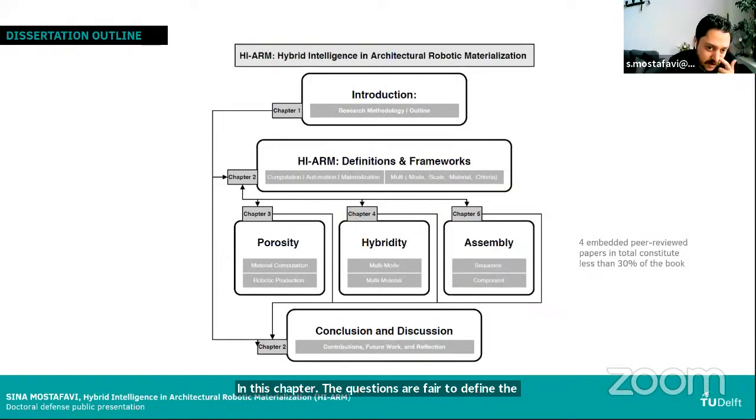And here you see the structure of the whole dissertation. As you see here, the introduction is followed by a kind of horizontal chapter about definitions and frameworks, which somehow also covers the literature review, but also tries to provide new definitions in the context of this research. And then we have 3 vertical, let's say, chapters on porosity, hybridity, and assembly, which I'm going to discuss later in detail. And then we have a conclusion and discussion.